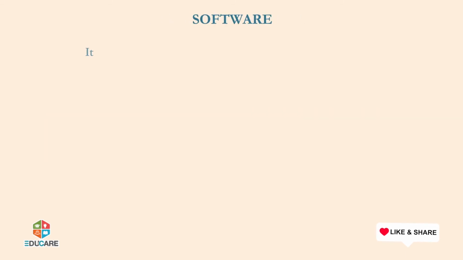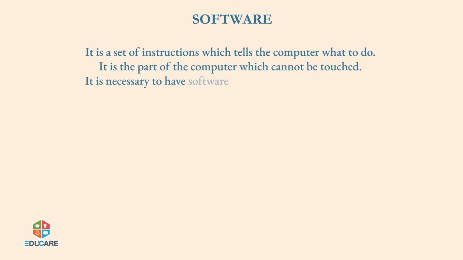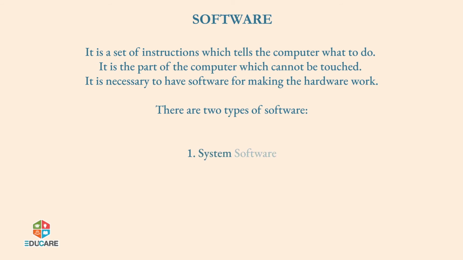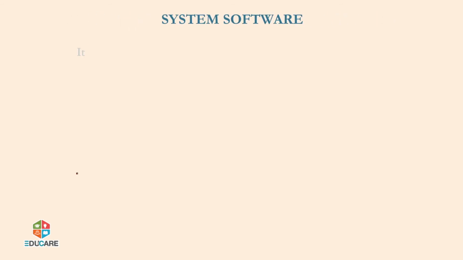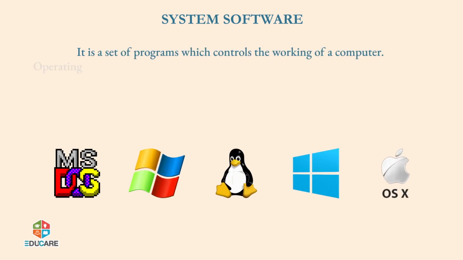Software. It is a set of instructions which tells the computer what to do. It is the part of the computer which cannot be touched. It is necessary to have software for making the hardware work. There are two types of software: system software, application software. System software. It is a set of programs which controls the working of a computer.